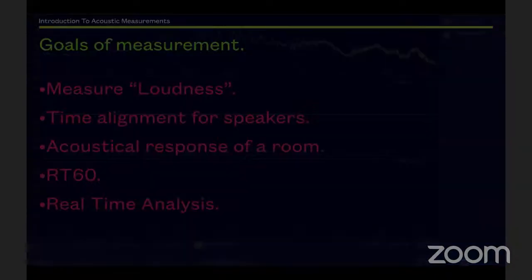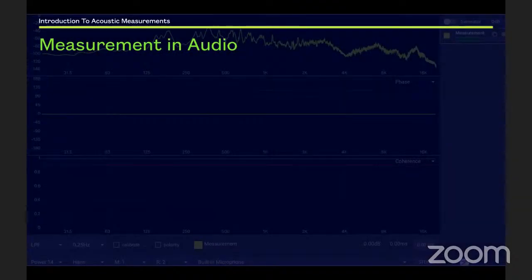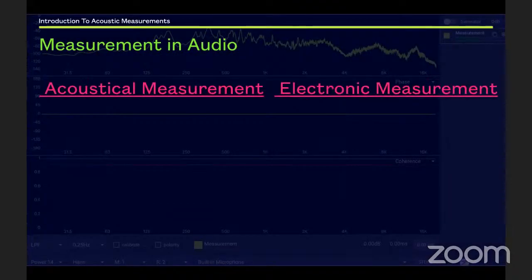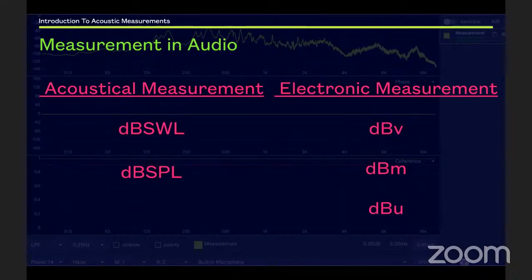Okay, next up, let's understand what measurement in audio actually means. Okay, there are two types of measurements in audio. One is acoustical measurements, the other is electronic measurements. Now, you might have learned about this in your decibels class. You might have learned about dBSPL. You might have learned about dBV, dBm, dBu, right? Do you all remember what all these terms mean?